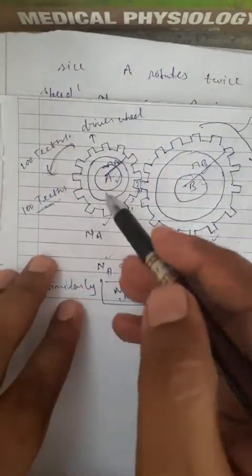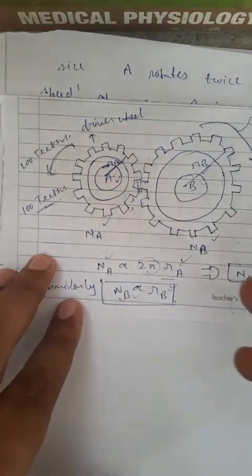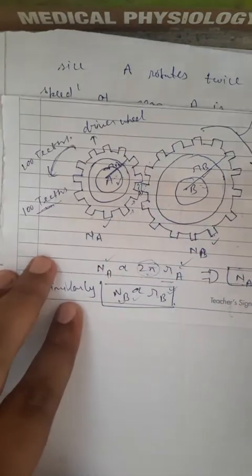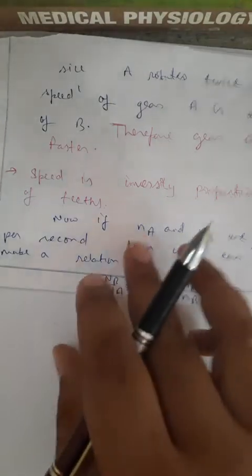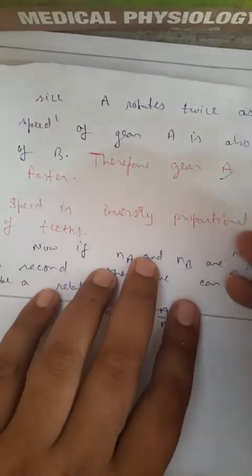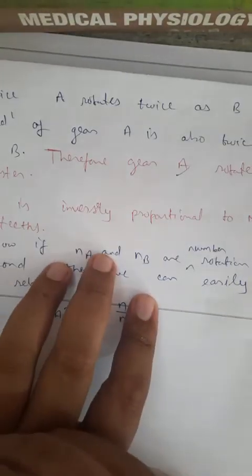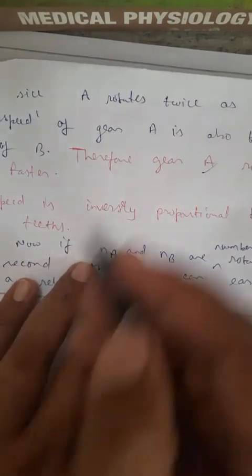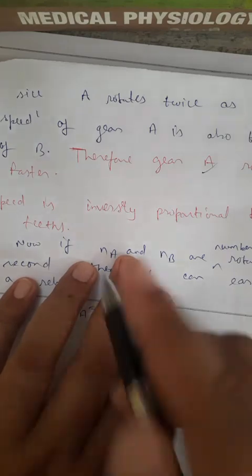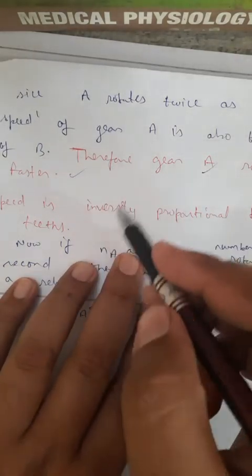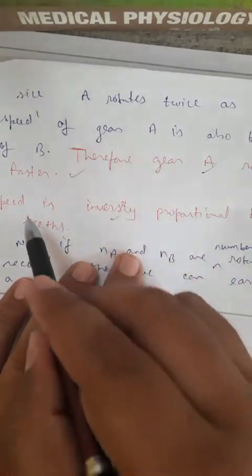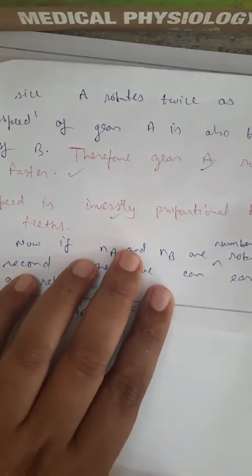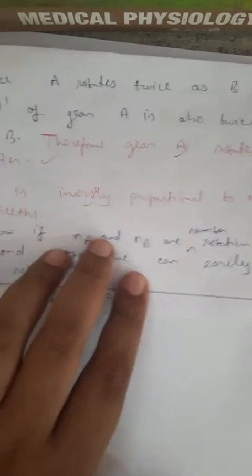Now we have seen that for one rotation of B, A rotates twice. This gives us another important conclusion, that gear A is moving at a faster speed as compared to gear B. So from this particular conclusion we can draw another conclusion, and that is speed is inversely proportional to the number of teeth.